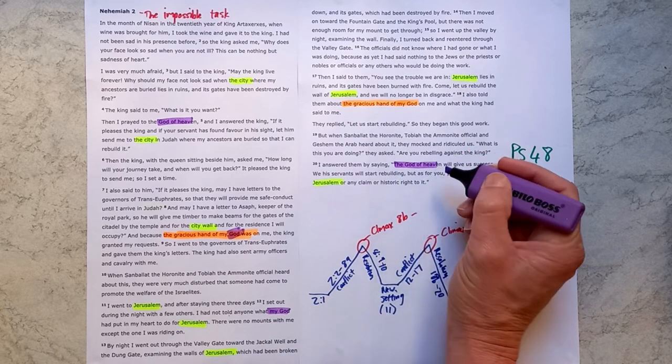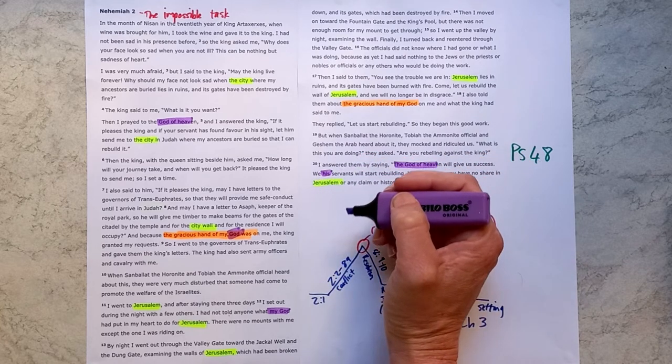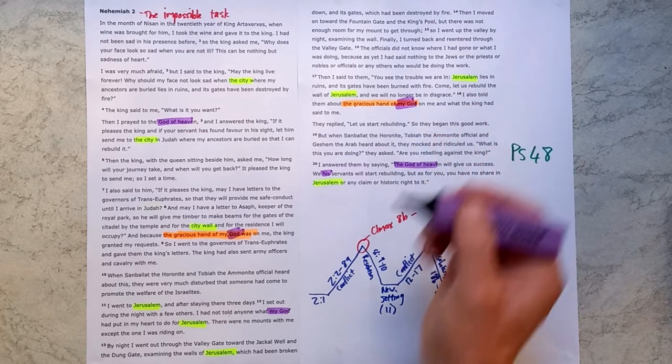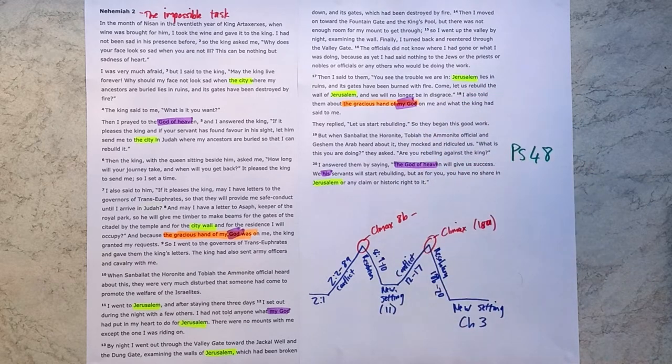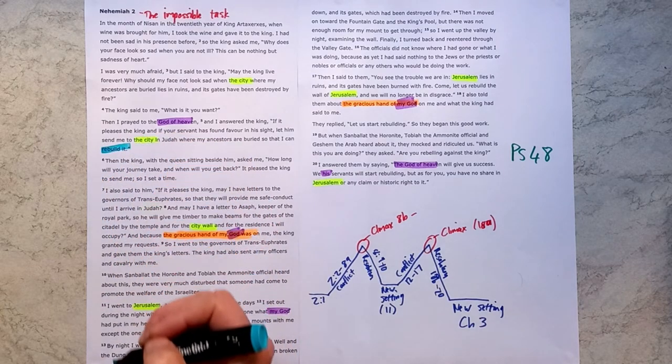Again, he says, the God of heaven. He calls them his servants, what my God had put in my heart. So Nehemiah knows and loves this God. The prayer in chapter 1 has shown this very clearly. And he wants this God's name and fame to be made known. And that's why he goes and says, we want to rebuild Jerusalem.